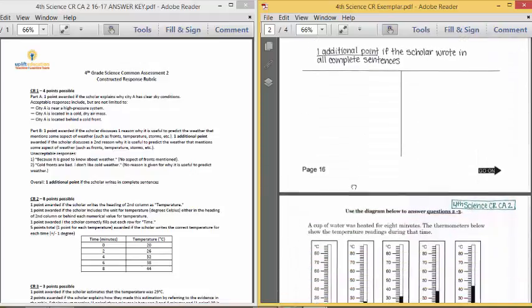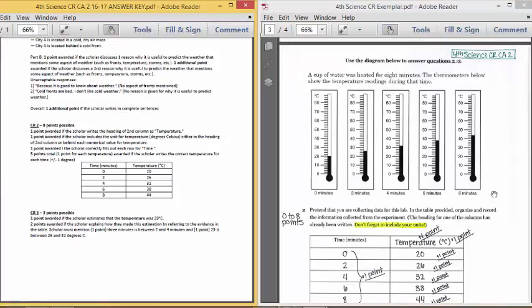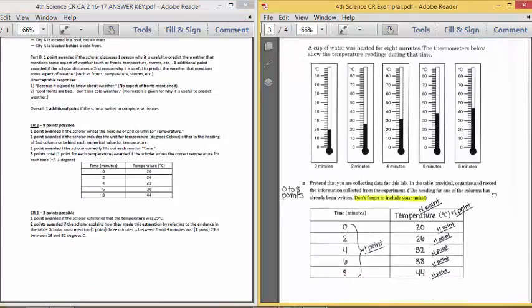Moving to constructed response question 2. Scholars are asked to use this diagram about a cup of water being heated in order to answer both 2 and 3. Question number 2 asks scholars to pretend they're collecting data for this lab. In the table that's provided down at the bottom, they're supposed to organize and record all the information from the experiment shown above. They also have to include their units.